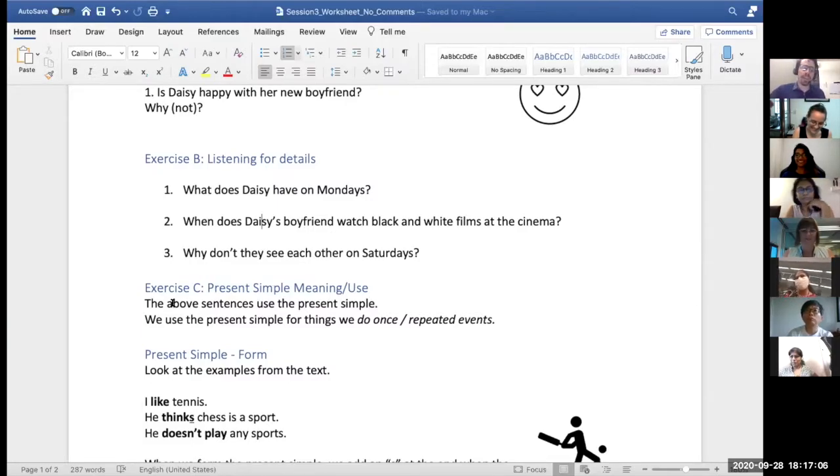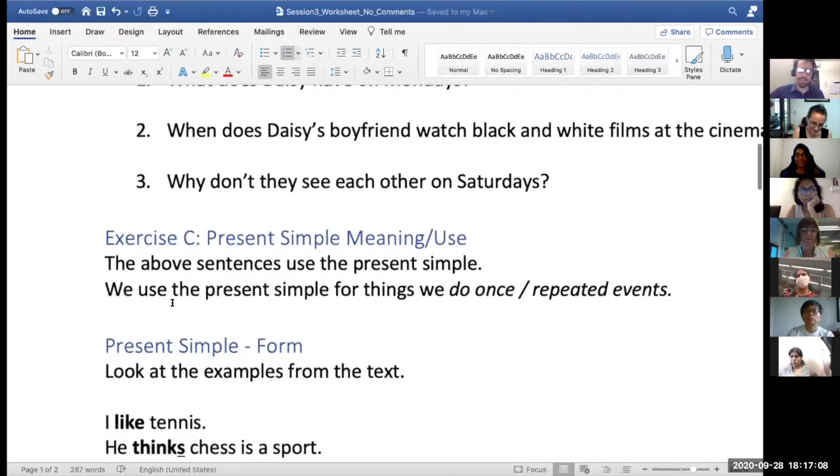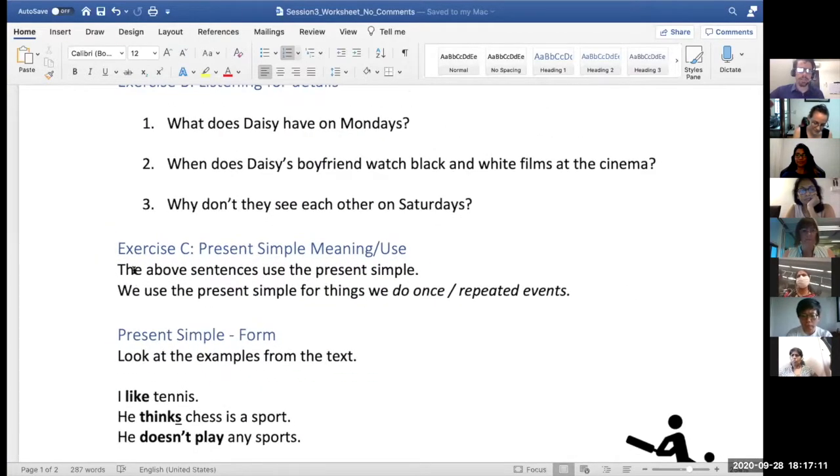Okay, I want you to have a look at exercise C. So the above sentences use the present simple. We use the present simple for things we do once or for repeated events, for many times. Once is one, yes? Yes. Repeated. Good, well done. So hopefully you'll have that highlighted on your own paper as well.